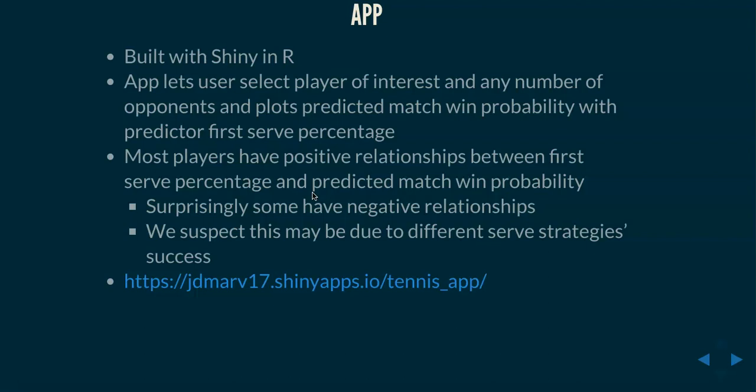players who serve faster and closer to the lines will overall be more successful in their matches, but because they are going for riskier serves, their first serve percentage might be lower, but with the lower first serve percentage, they have a higher success rate, which would explain why they have negative relationships between first serve percentage and predicted match win probability. But we expect to look into this a little further.